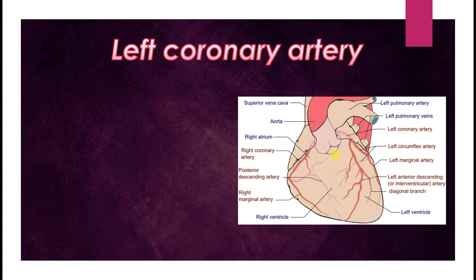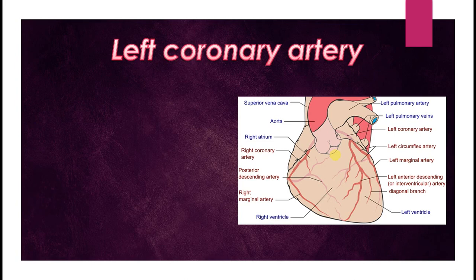So the branches, to summarize: we have seen about the right conus artery, then the right marginal artery, then the sinoatrial nodal artery, then the atrial rami. In the posterior segment, we have seen about the posterior interventricular artery, then the AV nodal artery. Then we have seen what coronary dominance is, based on the branching of the posterior interventricular artery.